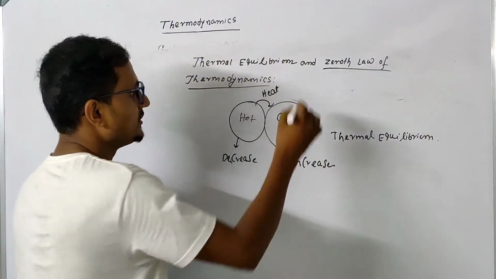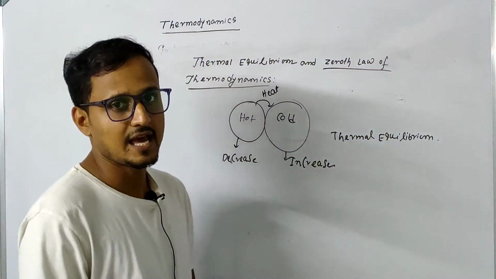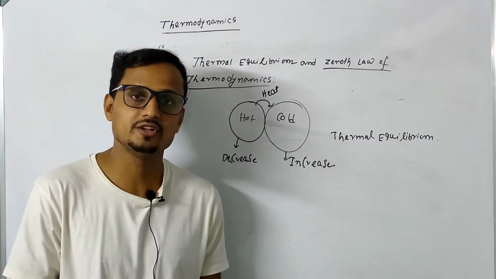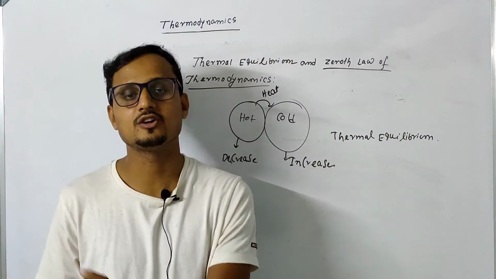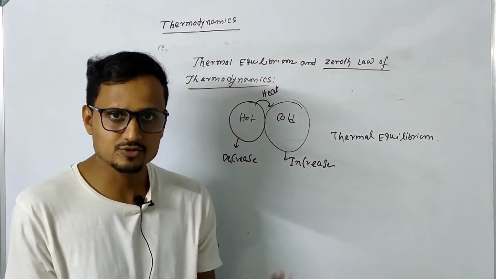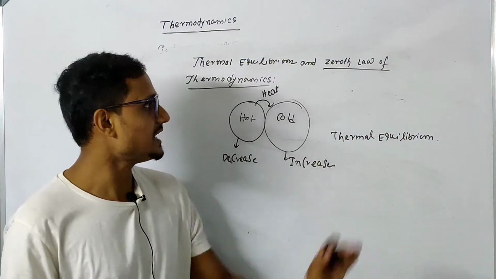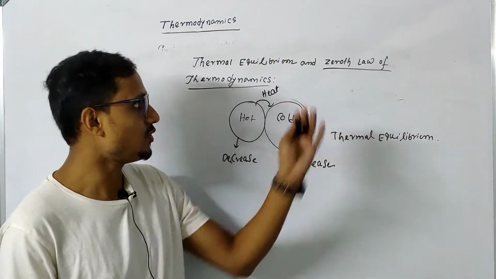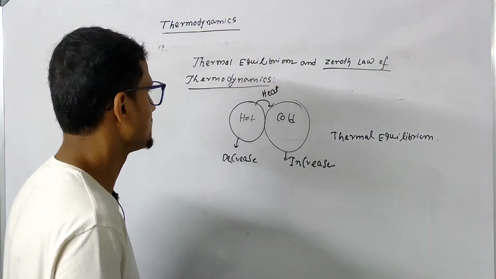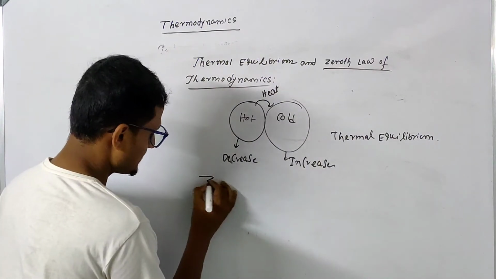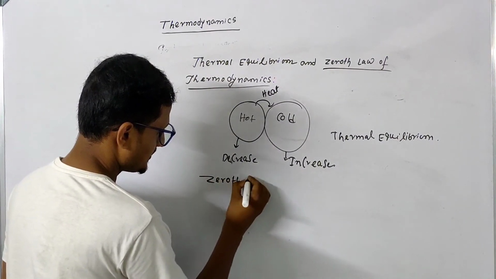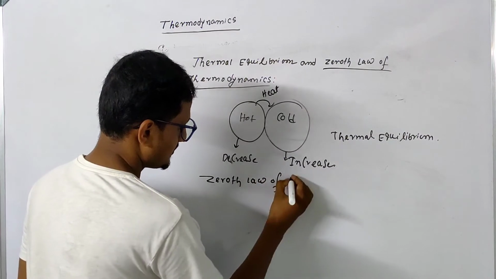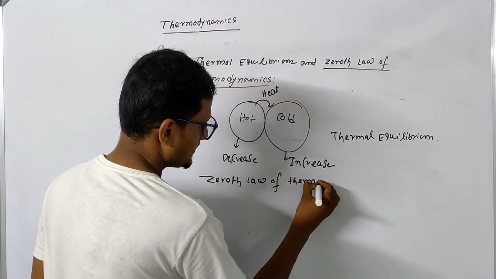From there we can know about the zeroth law of thermodynamics. Actually, it was formulated after the first, second, and third laws of thermodynamics. Thermodynamics consists of 3 laws, but this one is about thermal equilibrium, and it is very important.